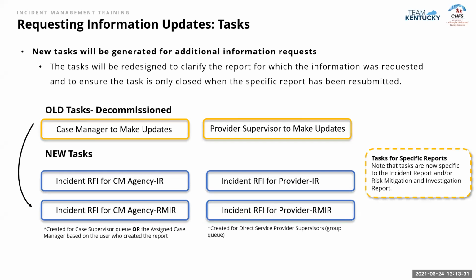So if you take a look at those 4 new tasks in the blue boxes down at the bottom of your screen, you can see the top left, it's an incident request for information specifically for a case management agency, and they would like more information about the incident report. You can see the same goes for requests made for providers and requests that are being made for risk mitigation and investigation reports. So just the main change here, these new tasks are going to be very specific to who needs to complete the request for additional information, and you'll also be notified what report that request for information is for.